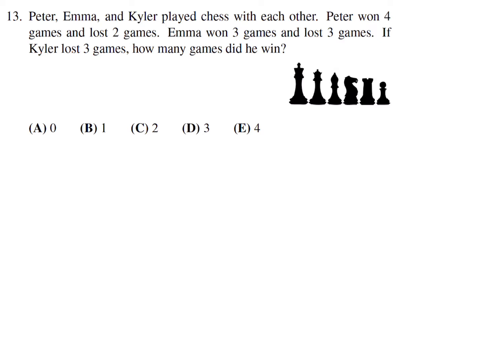Peter, Emma, and Kyler played chess with each other. Peter won 4 games and lost 2 games. Emma won 3 games and lost 3 games. If Kyler lost 3 games, how many games did he win?